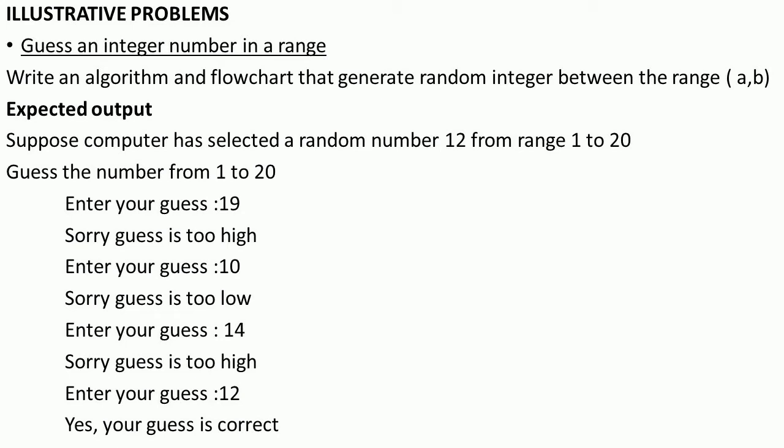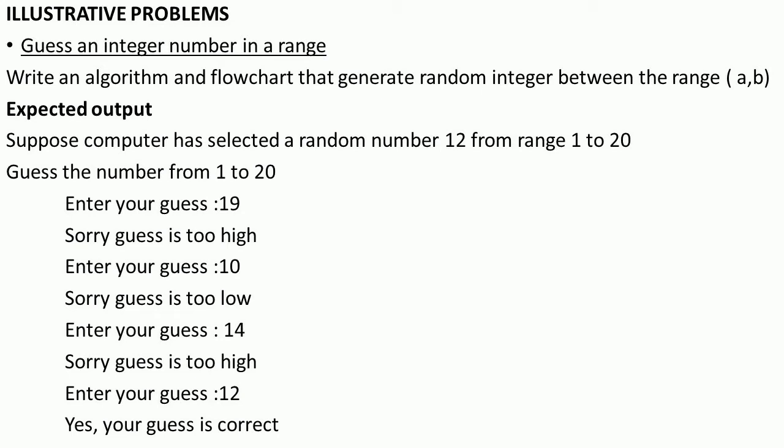In this, suppose a computer has selected a random number 12 from the range 1 to 20. So, the range over here is starting number A and ending number B. The computer assigns A equal to 1, B equal to 20. Now, the computer asks you to guess a number between 1 and 20. So, you guess a number, that is 19. Now it will check 19 whether it is matching. It does not match, so the guess number is too high.